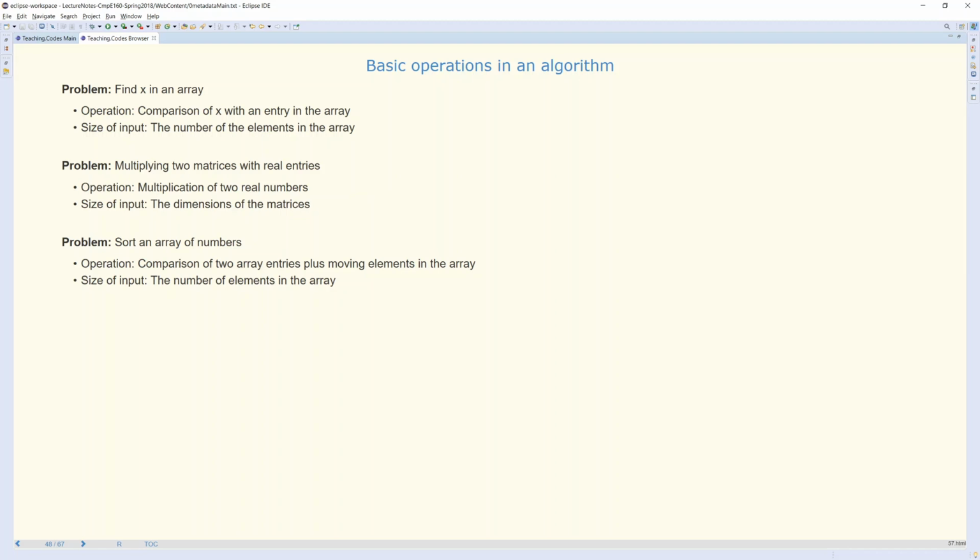Or if you consider the multiplication of two matrices that contain real values, then the operation is multiplying the elements of each array one by one. So we are multiplying two real numbers in each iteration. And the size of the input here would be the dimension of the matrices. Or if we consider the sorting of an array of numbers, the operation we need to do is comparing two array entities and then moving the elements in the array, switching them. And the size of the input here would be the number of elements in the array.